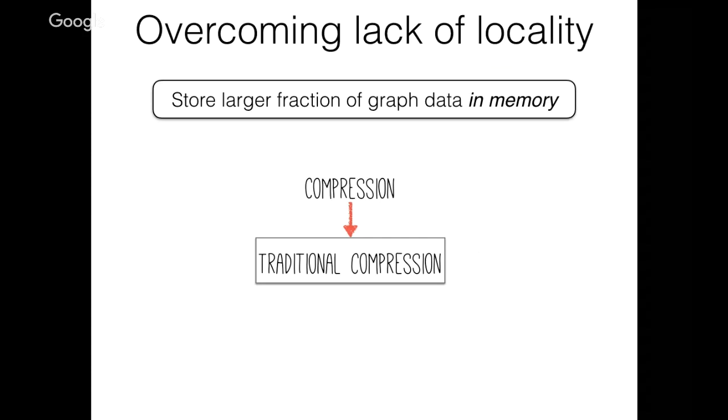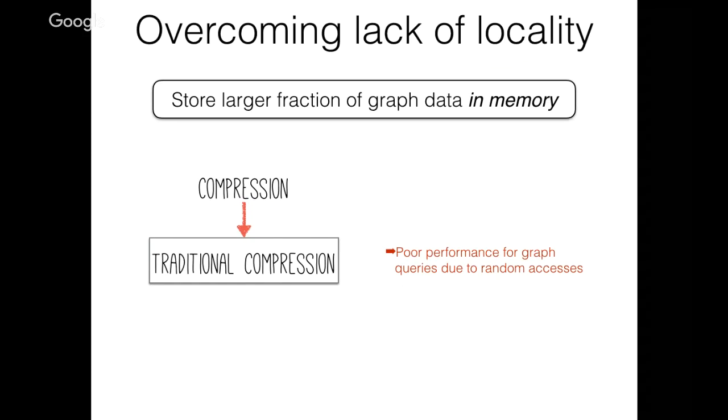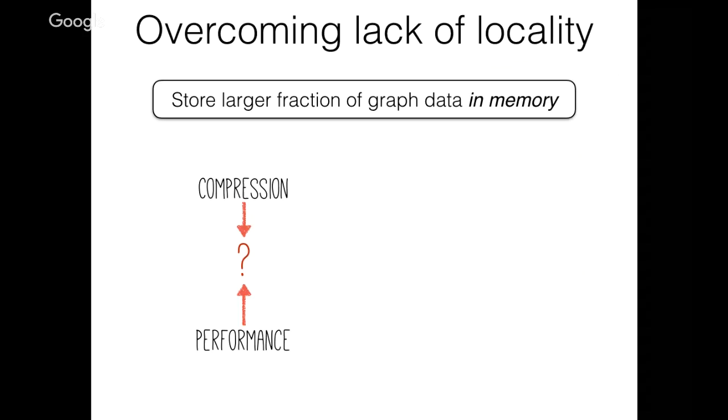However, traditional block compression schemes like gzip and LZ4 may be able to push a larger fraction of the data in memory, but they result in poor performance for graph queries because they now have to perform random accesses and decompress a large number of blocks. So how do you achieve good performance for graph queries while achieving a compressed representation of the graph?